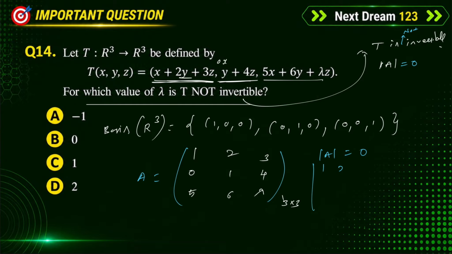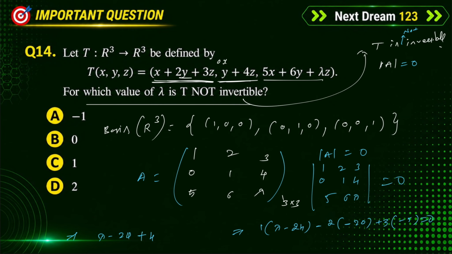Okay, you get the determinant with rows 1 2 3, 0 1 4, 5 6 lambda, that is equal to 0. Expand this, we get 1 times (lambda minus 6 times 4, that is 24), minus 2 times (0 minus 20), plus 3 times (0 minus 5), equal to 0. Just simplify: lambda minus 24 plus 40 minus 15, that is equal to 0.